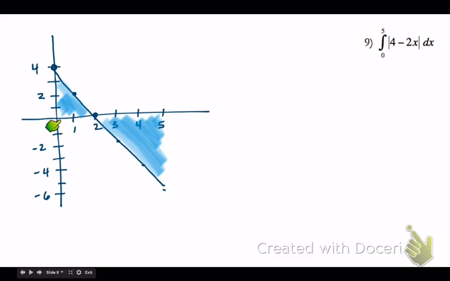4. Good, it has a base of 2 and a height of 4. So 4 times 2 is 8, and it's a triangle. So, I'm sorry, I said rectangle, didn't I? It's a triangle, so it would be half of that, which would be 4. So the area of that is 4.